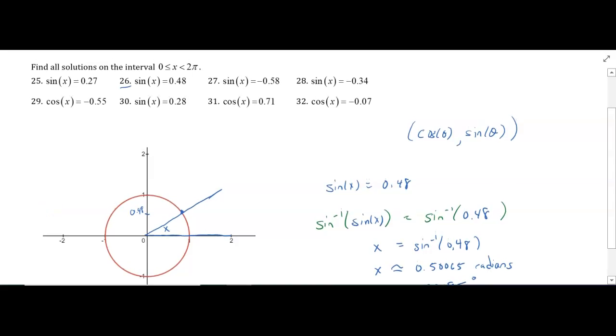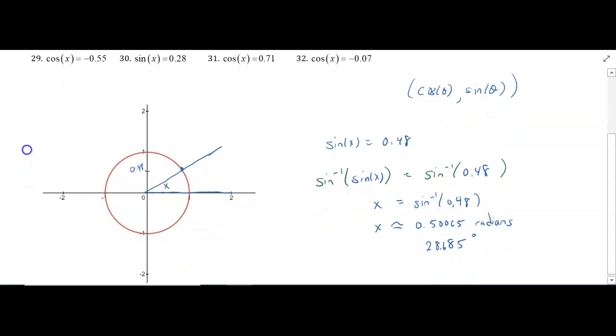When it says find all the solutions in the interval from 0 to 2 pi, we're assuming we're talking about finding solutions in radians there. All right, now what about the other solution? There's one more. We know that there's another angle that intersects the unit circle at height positive 0.48, and that angle lives over in quadrant 2. All right, now how do we find that one?